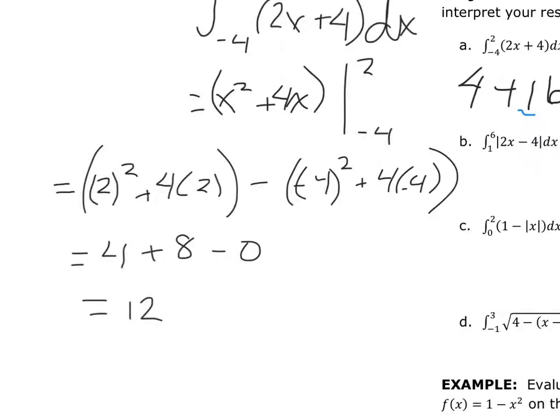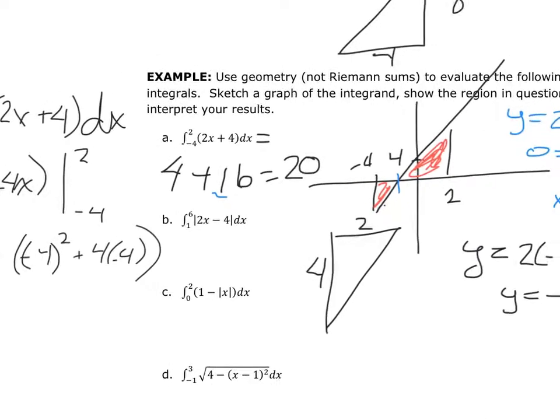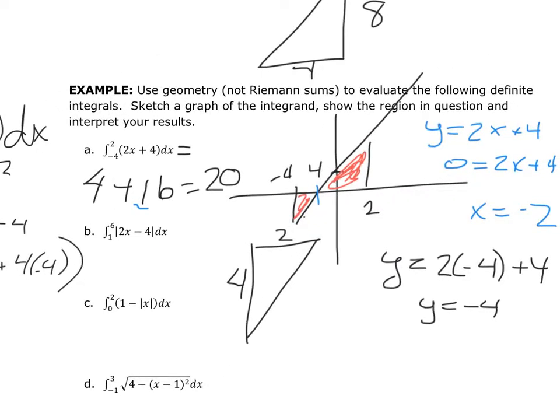That's not the same answer we got before, and I'll explain why. Before I got 20, yeah? As long as I did all of my triangular stuff here, when I am above the x-axis, it's going to be a positive number. If I am below the x-axis, it's going to be a negative number.